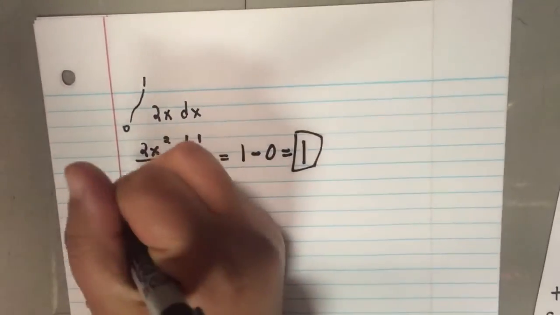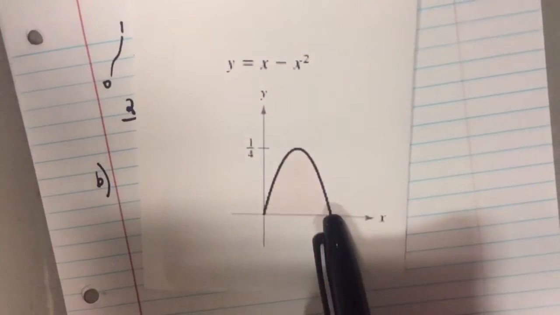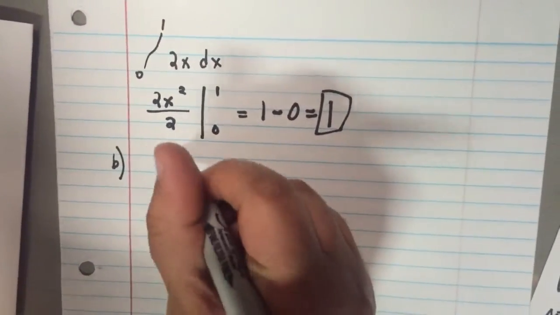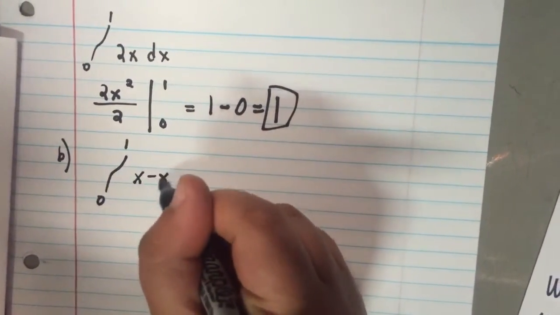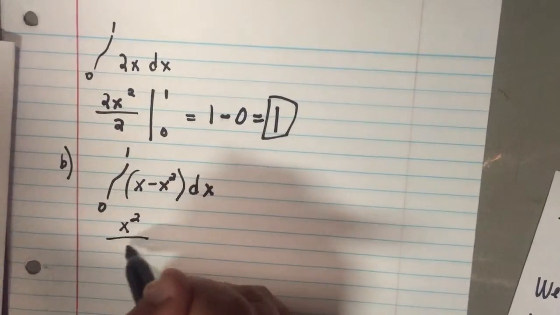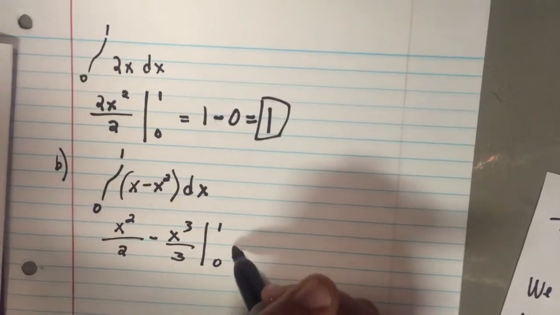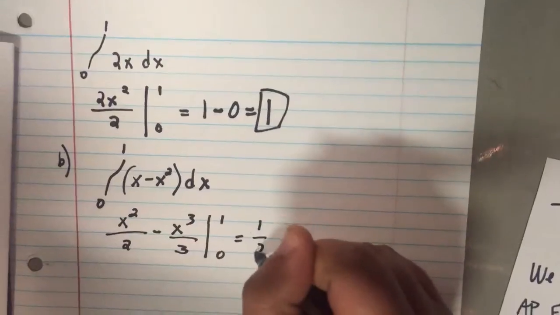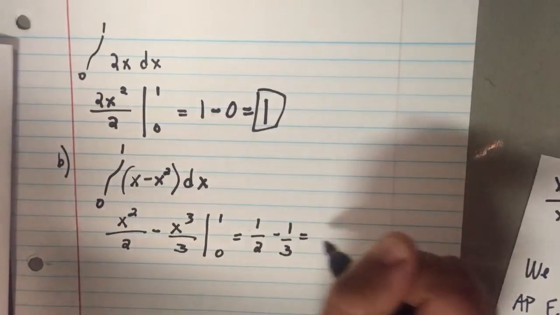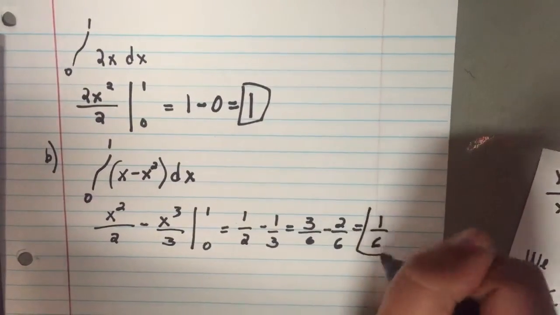And then the second one, we have determine the area of a region for this graph, and then the integral would be from 0 to 1, this whole area. And so the graph would be from 0 to 1 of x minus x squared dx. So then you would integrate it, and you get x squared over 2 minus x cubed over 3 evaluated at 1 and 0. And you get 1/2 minus 1/3. And then you just simplify, and you would get 1/6 is the answer.